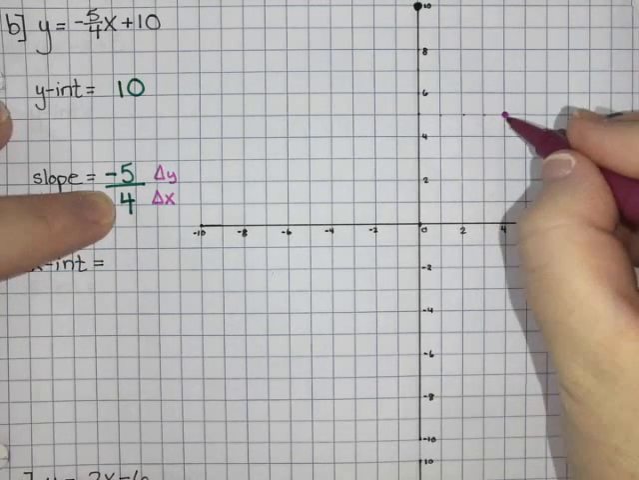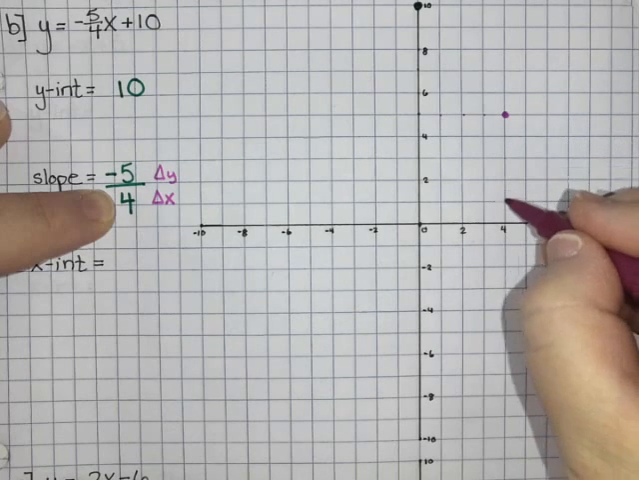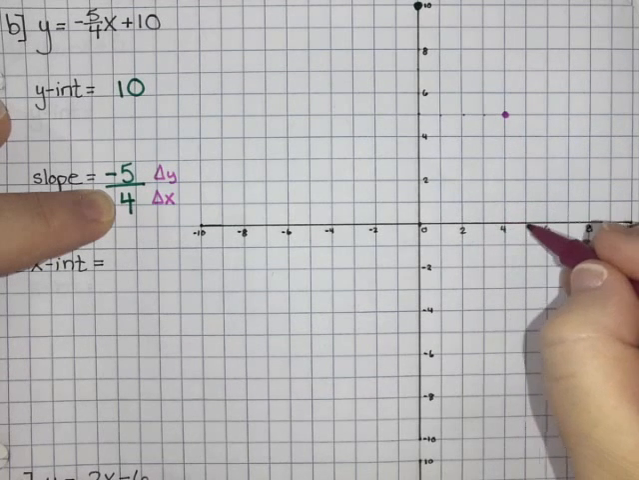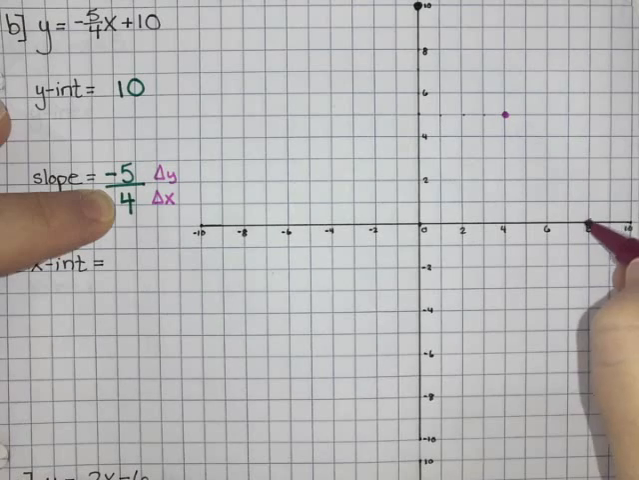So I'm going to do it again. I'm going to go down 5. 1, 2, 3, 4, 5. And then over 1, 2, 3, 4.